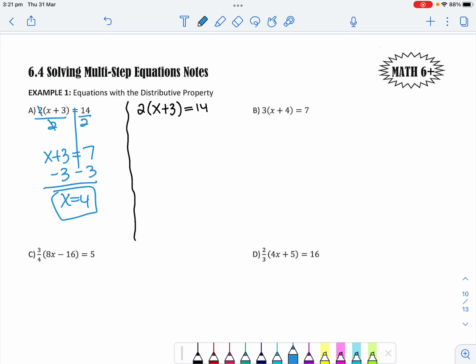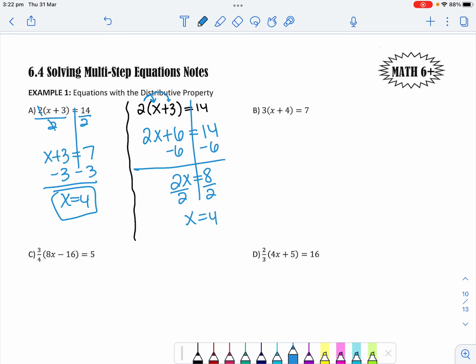Now, say I didn't recognize that those numbers were compatible, or I just want to be consistent and use the distributive property every single time I do one of these problems. I'm going to distribute this 2 to the x and the 3. So this is going to be 2x plus 6 is equal to 14. And this one is truly a two-step equation at this point because I have distributed that positive 2. So I'm going to subtract 6. So 2x equals 8. And then when I divide by 2, x equals 4. So you can see that either way that I do it, as long as I'm distributing appropriately and doing my division appropriately, I'm going to get the same answer.